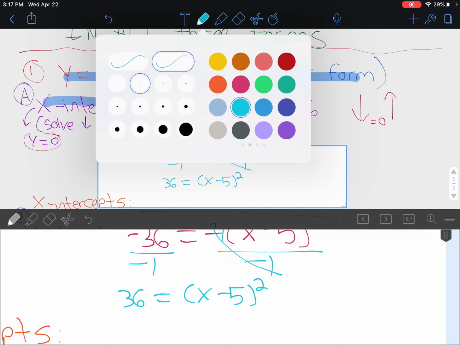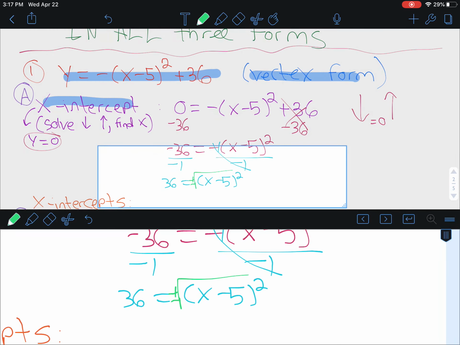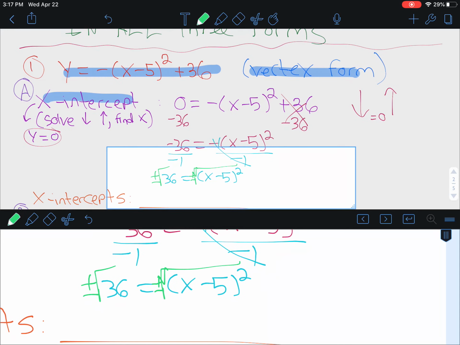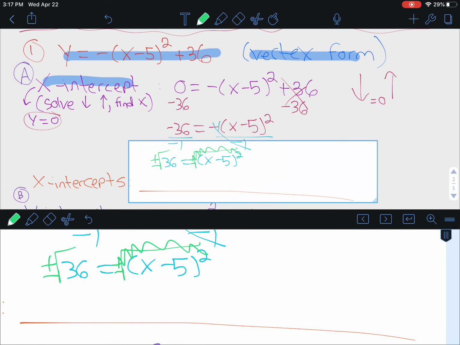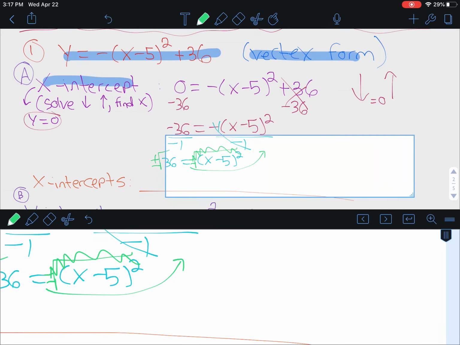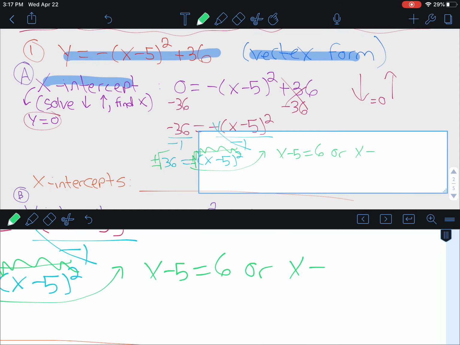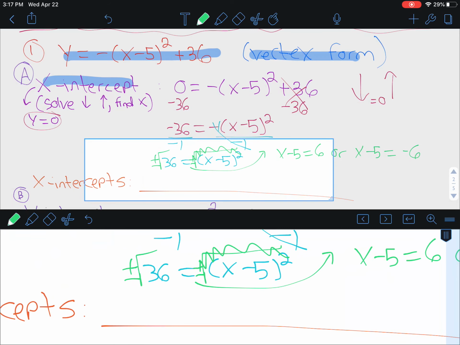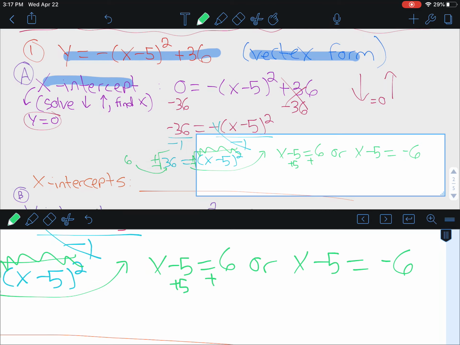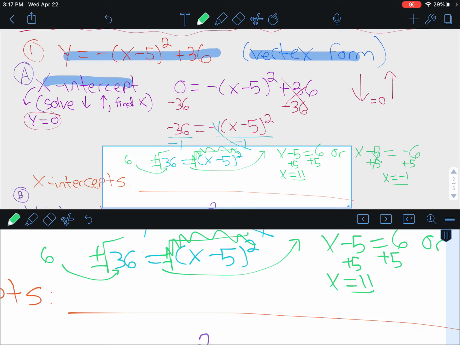Now with this next step, when you're taking the square root of both sides, you actually take the square root of both sides. What is the square root of 36? That's 6, not 36. I'm not done yet. So I have x minus 5 equals 6, or x minus 5 equals -6. Where is 6 coming from? Because the square root of 36 is 6. Now I add 5 on both sides, so I get x equals 11 here, and then I add 5 on both sides here, and I get x equals -1 here. So these are my 2 x-intercepts, or my solutions.